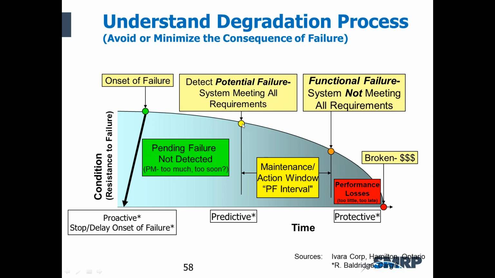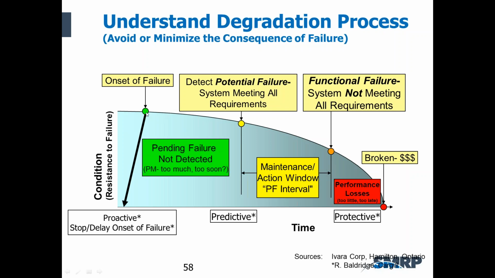This time period between the potential and the functional failure is called the PF interval. It's the time that you have to take some action to mitigate, minimize, avoid the risk of failure. Now, there's some discussion I don't have time for about what happens when this window is fairly narrow.